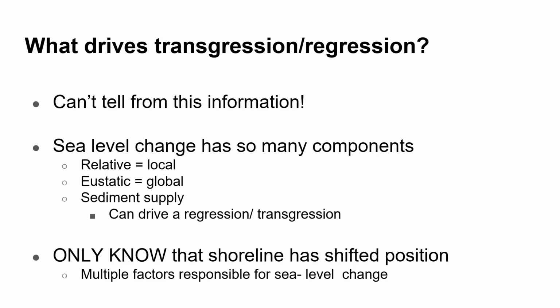So what drives transgressions and regressions? Well, you can't always tell just from looking, because a lot of things can play into these. You can look at your relative sea level change, which could be local. You can have eustatic sea level change, which could be global. And it could be sediment supply, which can drive transgressions and regressions, but it has nothing to do with relative sea level. It's not going to be eustatic or isostatic. It has to do with sediment source and sediment supply.